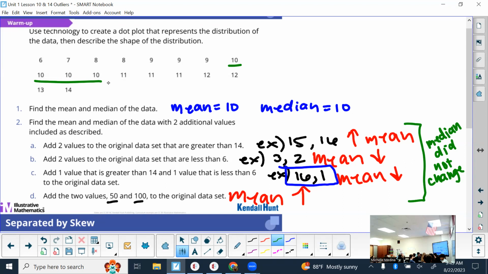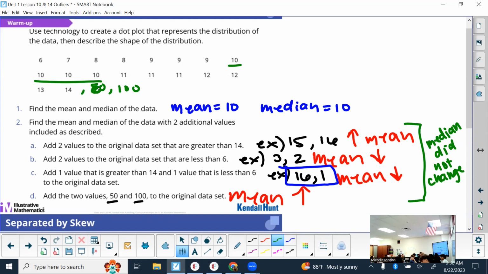Because if I add a 50 and a 100, and this is supposed to be goals in a soccer game, isn't 50 and 100 really unusual? It is unusual, right? I've never seen a soccer game with 50 goals. So in that case, it might be better to use the median, which is more like what the rest of the data is. Does that make sense?